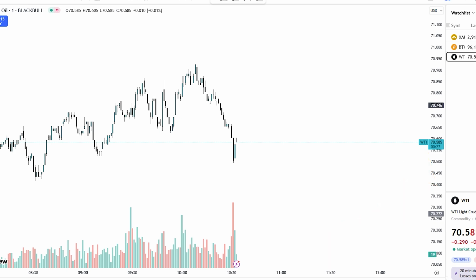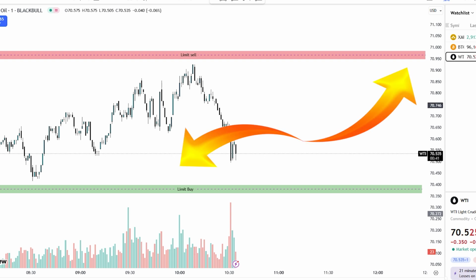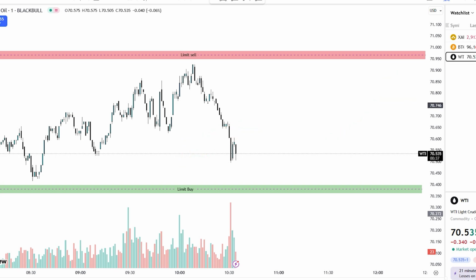Then we have another subgroup, which are passive participants, passive sellers and passive buyers. They are placing their orders in the order book at specific price levels. So they don't buy or sell immediately. They wait until the price reaches some specific level they want to sell or buy on.